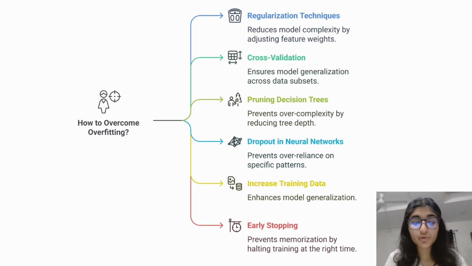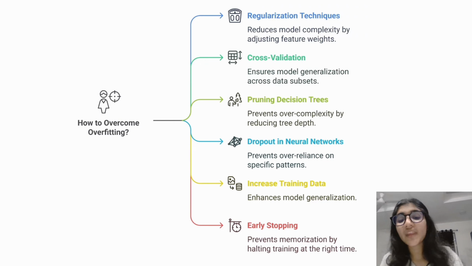Now, how to overcome overfitting? Regularization techniques reduce model complexity by adjusting feature weights. Cross validation ensures model generalization across data subsets. Pruning decision trees prevents over-complexity by reducing tree depth. Dropout in neural networks prevents over-reliance on specific patterns. Increased training data enhances model generalization. And early stopping prevents memorization by halting training at the right time.